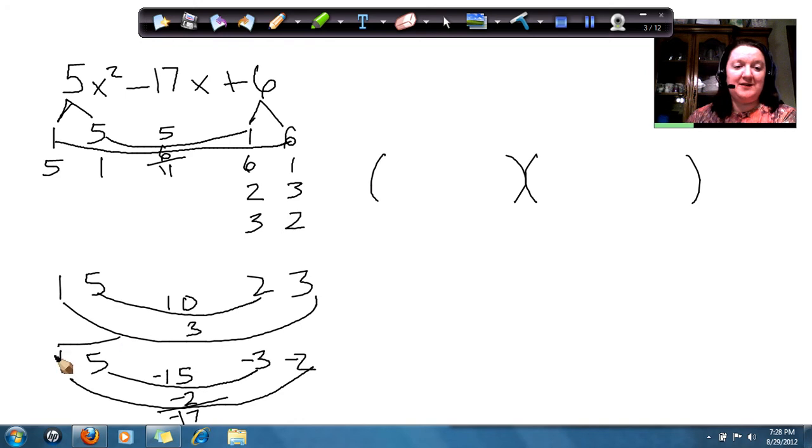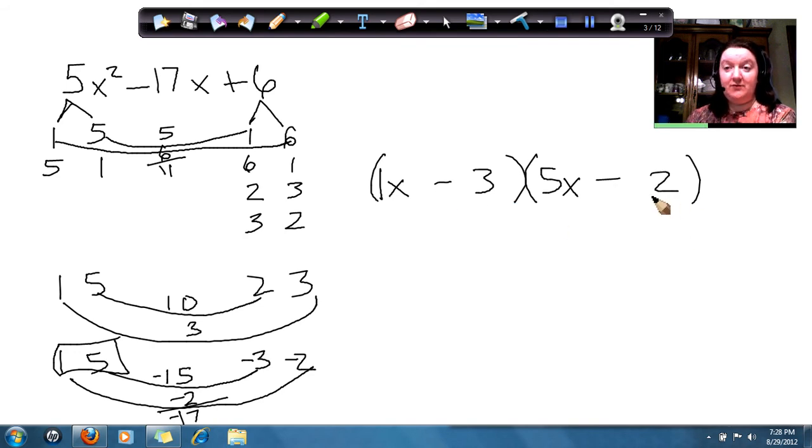I'm taking this set, and I'm putting that part in front, 1 and 5, in the order that I have it listed here. Because there's an x attached, I'm going to put an x here. Now here I need the negative 3 and the negative 2 in the second part of each factor.